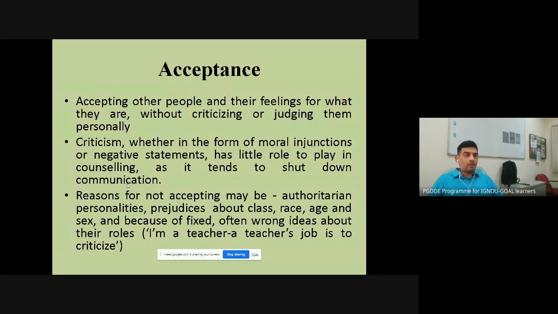Acceptance. The second quality that a counselor needs is acceptance. It means accepting the learners as they are, without criticizing or judging them. The tutors, teachers, or counselors should not be the judges. If somebody is having a problem, then the teachers, tutors, and counselors should be in a position to analyze and understand that problem, and accordingly help the learner, either academically or non-academically, whichever suits that learner, to pursue the program, keep motivation high, stay in touch with the course content, and complete the program.